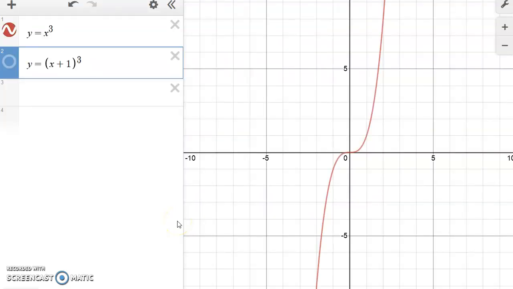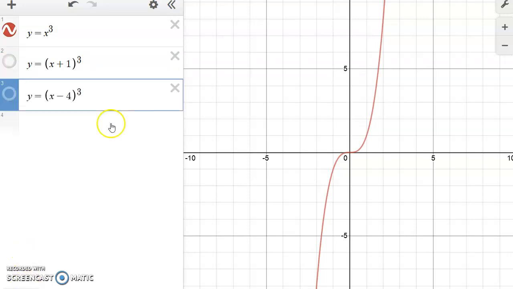Again, we will use y equals x cubed as our example. If you replace x with x plus 1 in the function, then you can see the graph shifted 1 unit to the left. And if you replace x by x minus 4 in the function, then you can see the graph will be moved 4 units to the right.